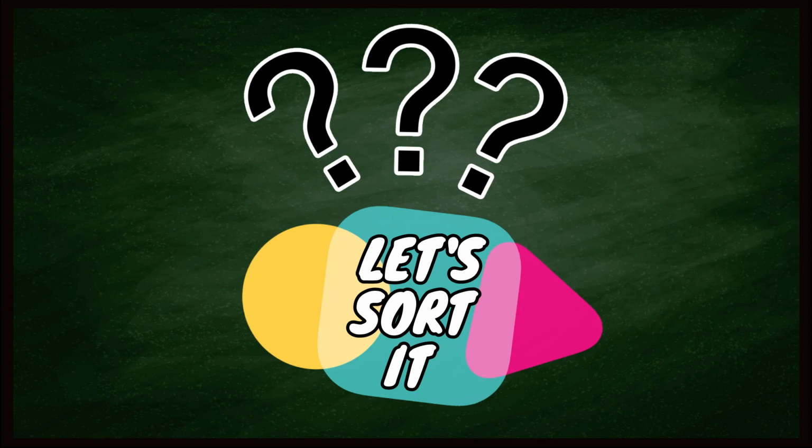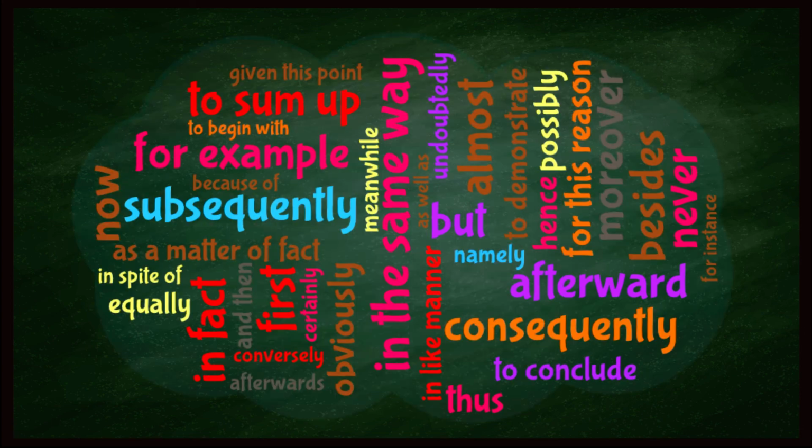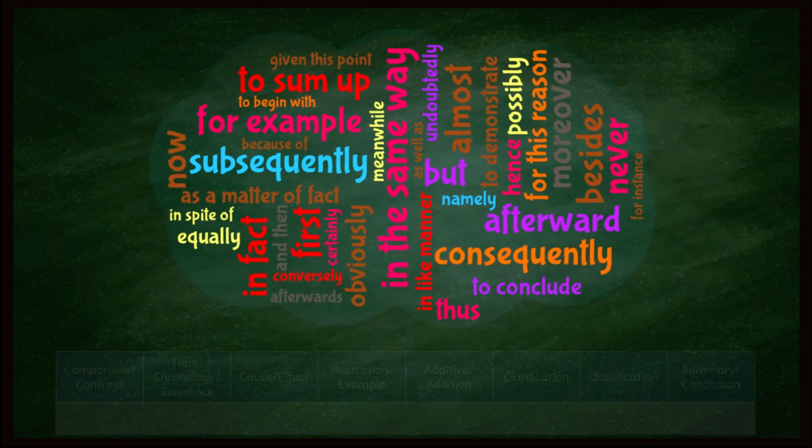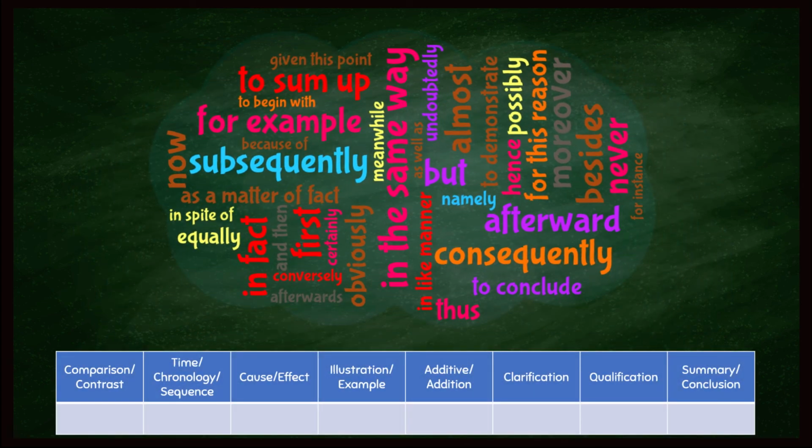Let us now check how well you remember the types of transition signals. Look at this word cloud. It's kind of messy, right? Now we will sort these by writing them in their respective column. Pause this video and continue when you're done.